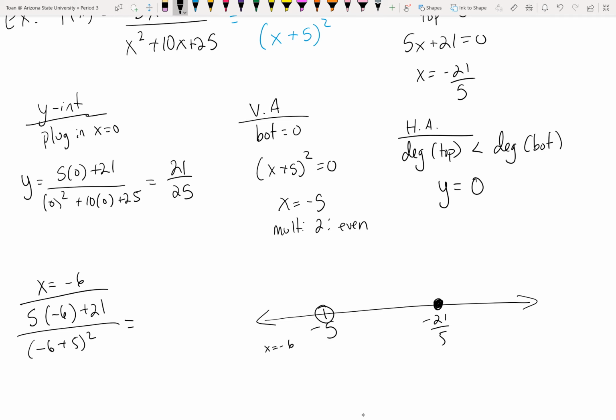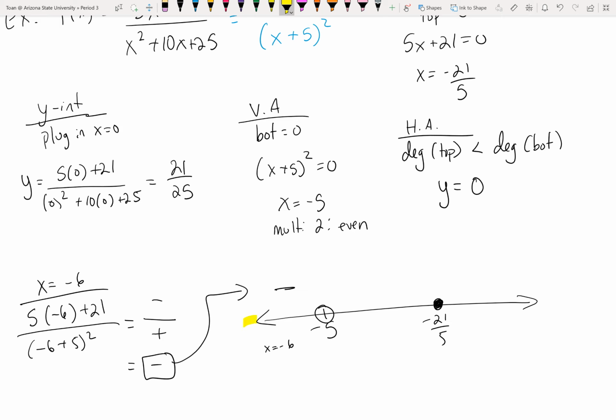So in the numerator, I have negative 30 plus 21, which is negative, over, I don't care what this answer is. I know it's squared. So when you square something, it's always positive. A negative over positive is a negative. So because of this answer, I know that this guy's negative. And then you just fill in the sign diagram.